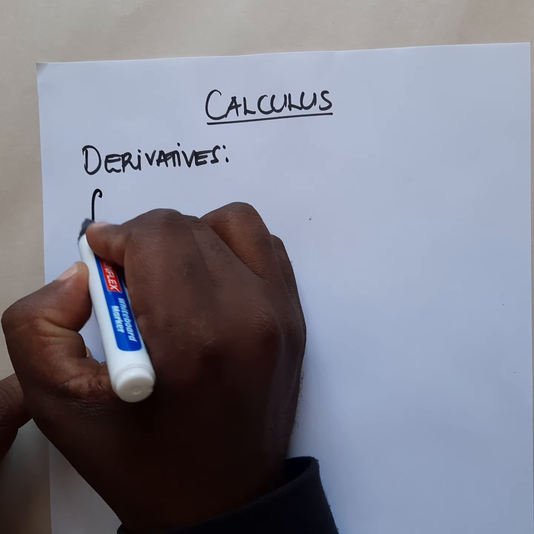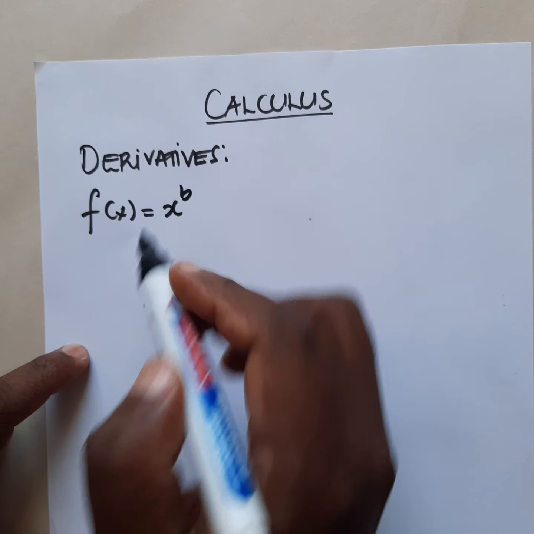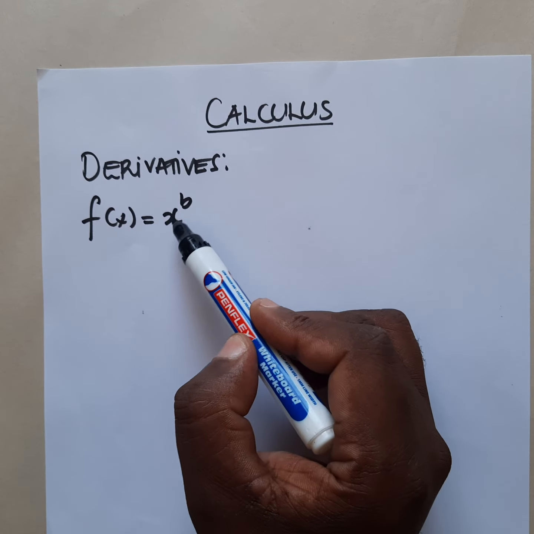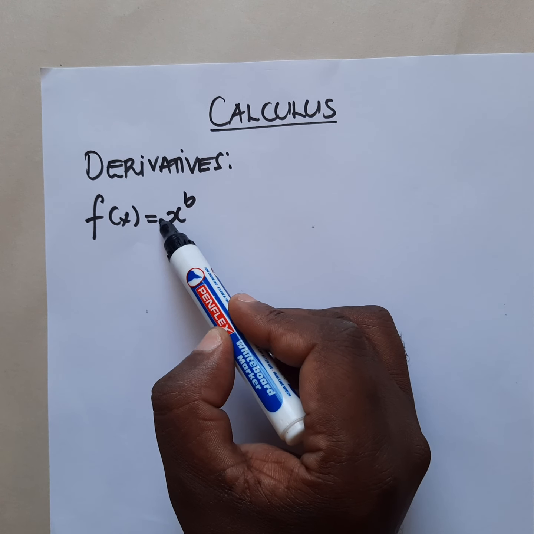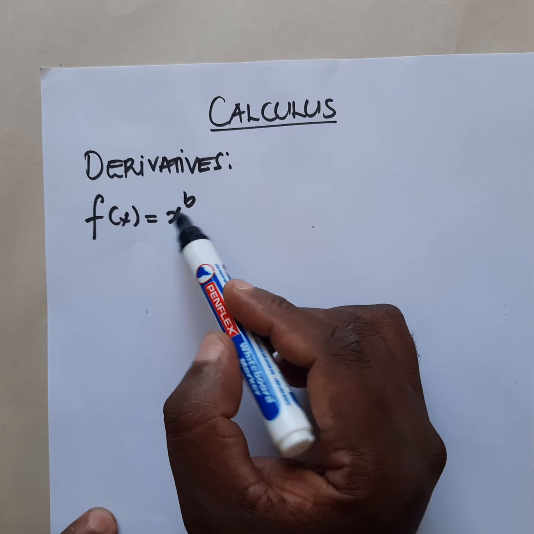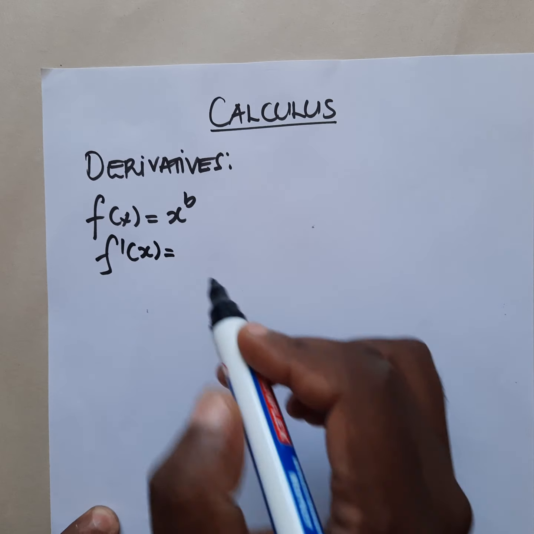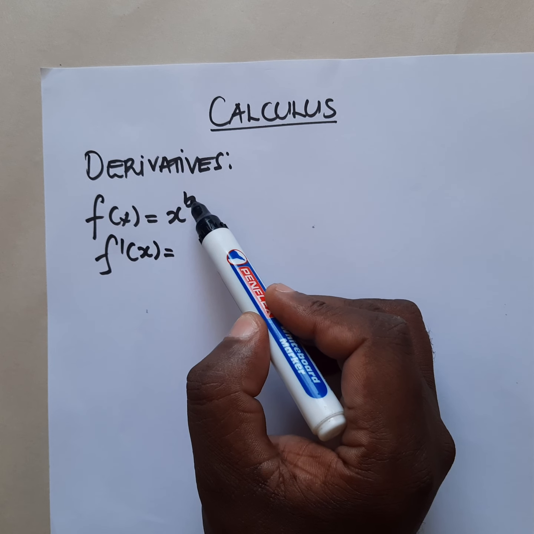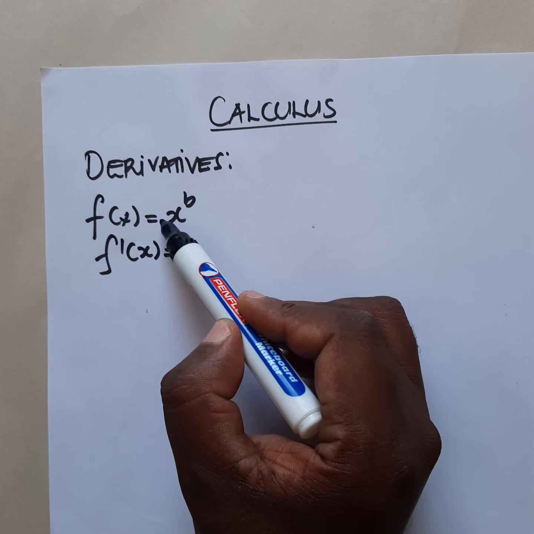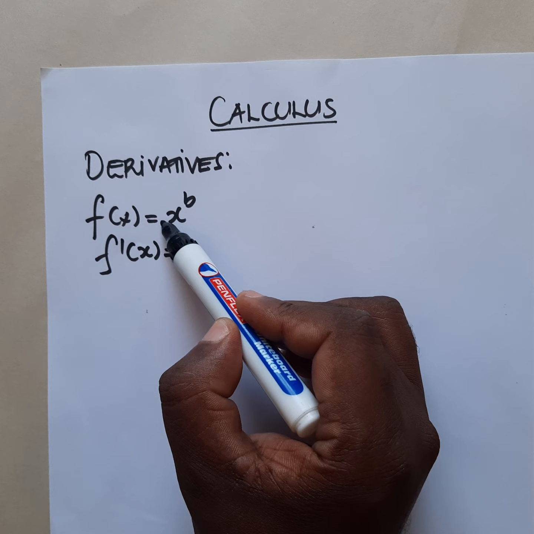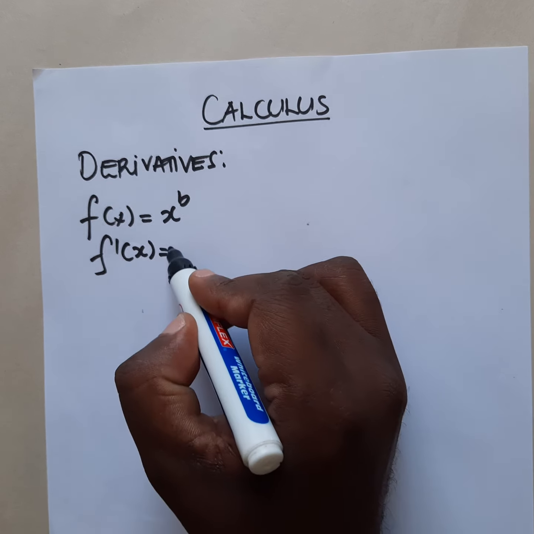If you are given f of x is equal to x to the power b, okay guys, b is an exponent and the coefficient of x is 1. When you find the derivative, you call it f prime of x. When you determine the derivative, you are going to multiply the exponent by the coefficient of x. What is the coefficient of x? The coefficient of x is 1 and the exponent of x is b. So b times 1 is b.